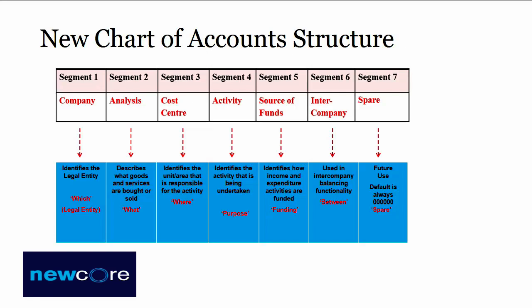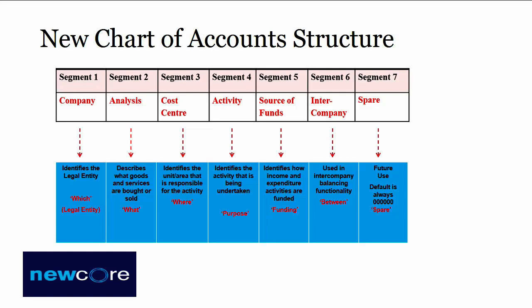So starting with 1, we have company. Effectively that identifies a legal entity. Which legal entity? In 99.9999% of cases, this will be UOB. Only very few people in finance will ever need to worry about a different company in there. It will default into 10 everywhere on the system, so you do not really have to worry about it. Then we have segment 2, analysis, that effectively describes what goods or services are bought or sold. So this is your what, effectively.